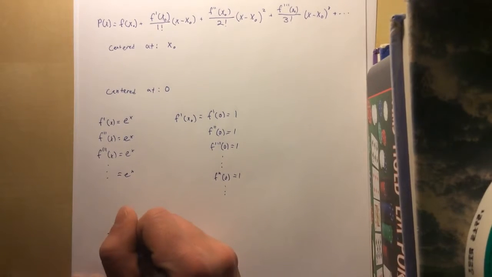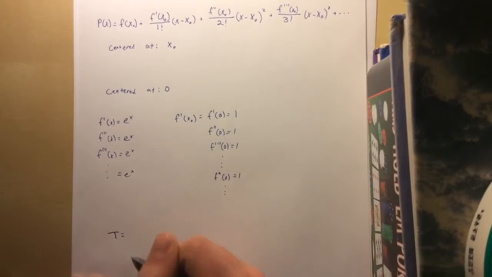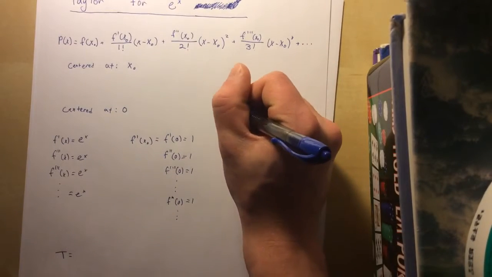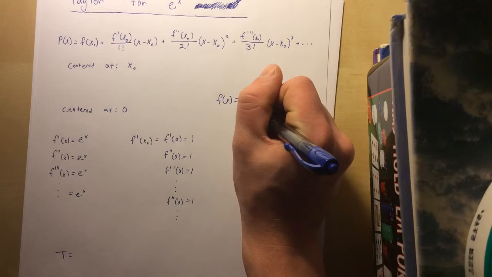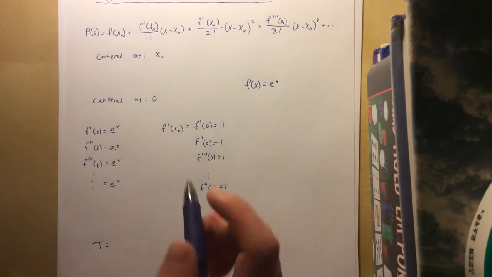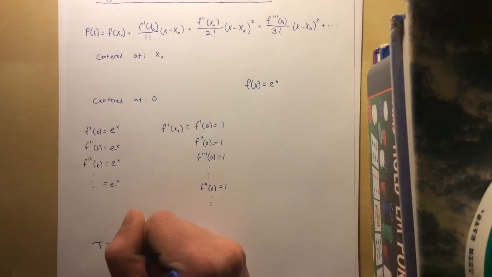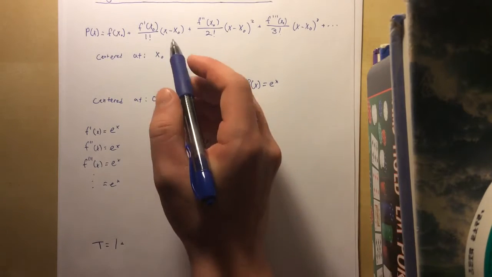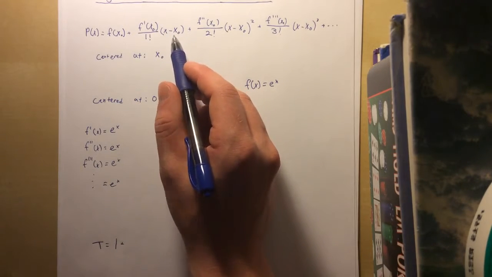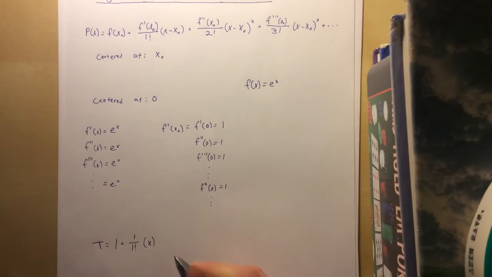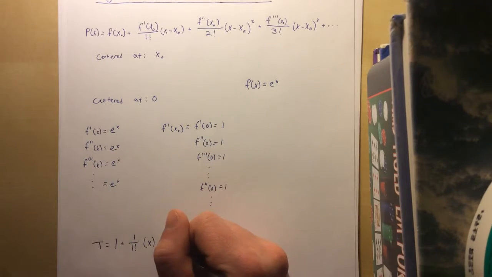So let's write T. That's going to be T for Taylor. So the value of our function, so remember, our function that we're looking at is e to the x. The value of our function at the center, which is 0, is just going to be e to the 0, which is 1, plus first derivative over 1 factorial is just 1 times x minus 0, so it's just going to be 1 over 1 factorial times x. I'm not going to write the minus 0 because that's unnecessary.